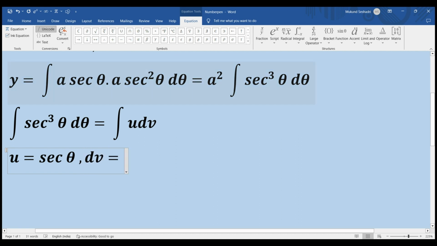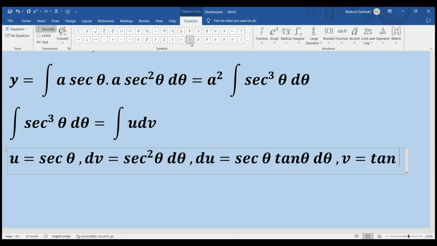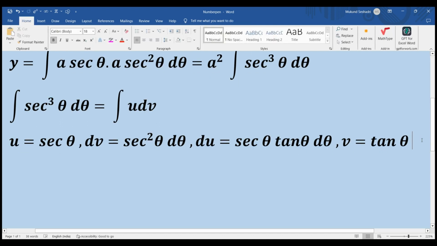Think about it. This is probably the best substitution that you can do because this makes your du and v as well much easier. If any of you folks are able to identify a different u dv combination, please do mention in the comments. So my du becomes secant theta tan theta d theta, right? And what happens to my v? My v is nothing but a tan theta, right? When my dv is a secant squared theta d theta, then my v is nothing but a tan theta.